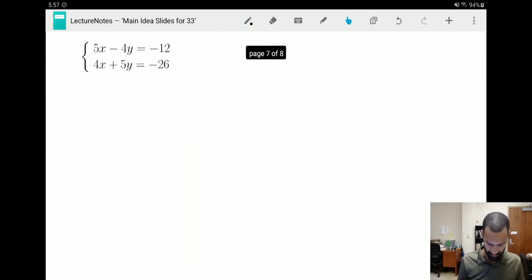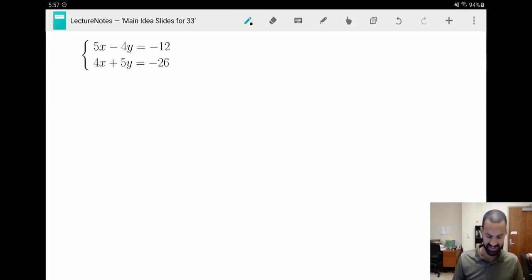Let's keep going. All right. This is a problem that looks better set up for the elimination method, so we'll do that one. 5x minus 4y equals negative 12. 4x plus 5y equals negative 26. Okay, again, I want to figure out a way to cancel them out, either the x's or the y's. I have to just pick whichever one I want to cancel out.